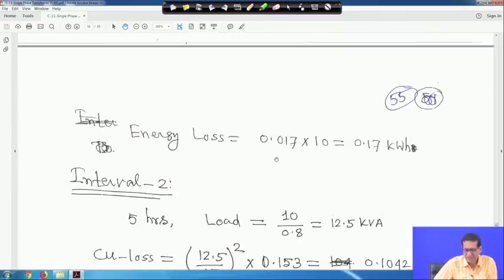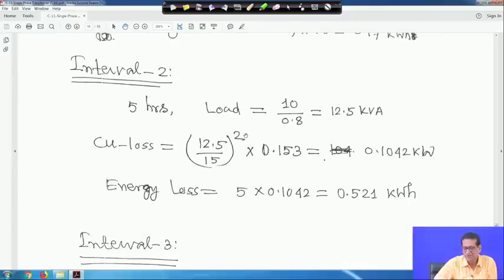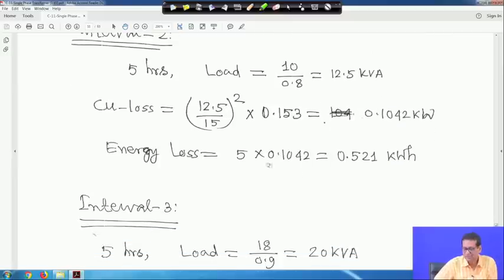Similarly, interval 2, 5 hours. The load is 12.5 kVA, because 10 divided by 0.8 is the power factor. So the copper loss will be (12.5 upon 15) squared into 0.153, so 0.1042 kilowatt. The energy loss will be 5 into 0.1042, that is 0.521 kilowatt hour.